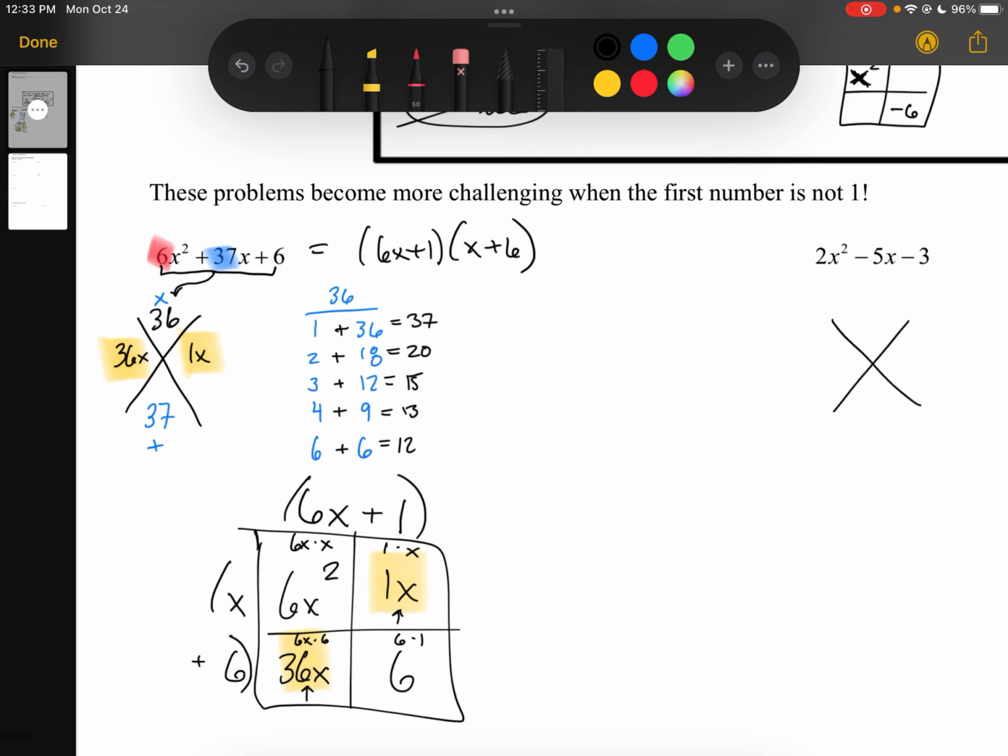Let's take a moment on our second one and see if you can follow those same steps to fill in our X with what we did before.